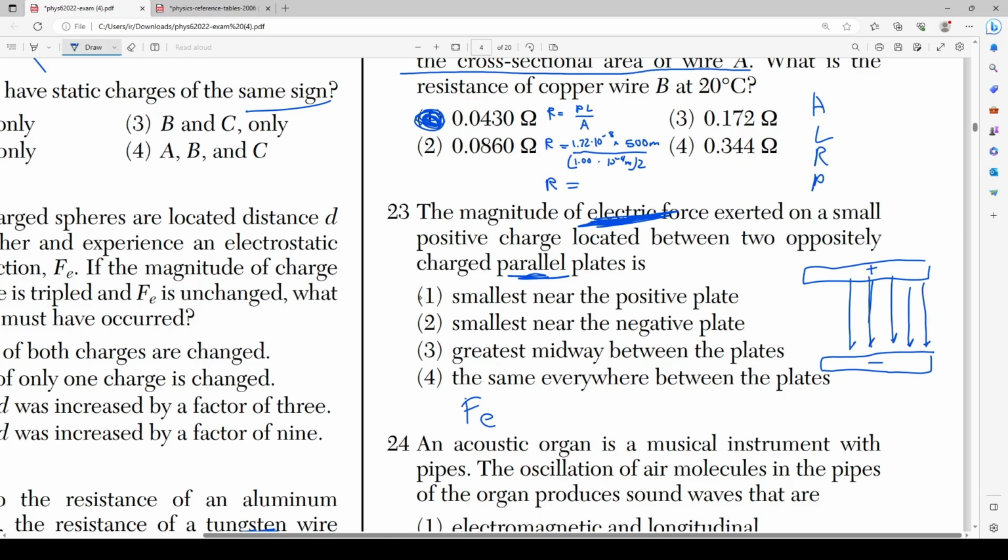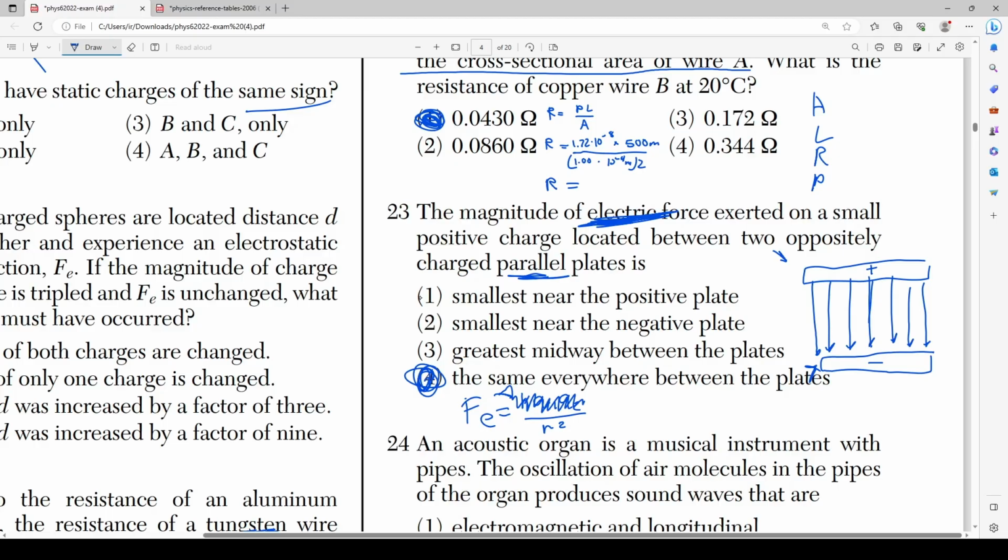And now I want to know what's the deal with these arrows? Is our Fe the same everywhere? Is it greater near one plate? Is it greater near the other plate? It's going to be the same everywhere between the plates, because if we look back at our Fe formula, the electrostatic force is equal to K Q1 Q2 over R squared. Because the charges of these two plates aren't changing, and the electrostatic constant never changes, my entire numerator is the same. So the only thing that can really alter my electrostatic force is the distance between these two plates.